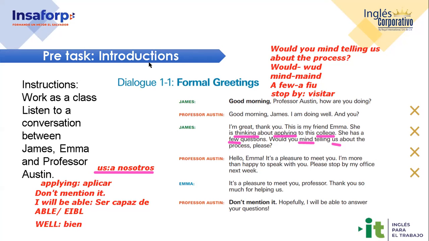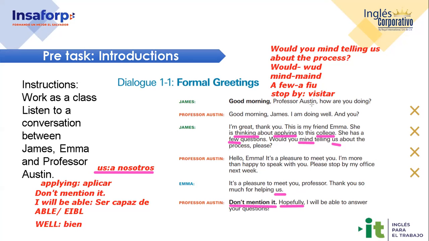Okay. Well, congratulations. It was very good. Muy bien, chicos. Excelente. So let's see. Let's check this one. Us. Thank you so much for helping us. Don't mention it. Aquí lo que podemos hacer es unir y hacer una sola palabra. Don't mention it. Ya no tratar de dejar aislado este it. Don't mention it. Hopefully, I will be able to answer your questions. Let's see. Let's check it again.